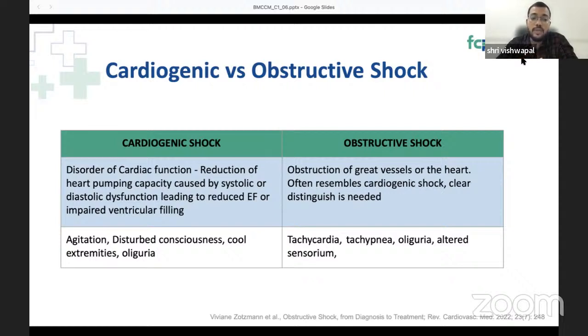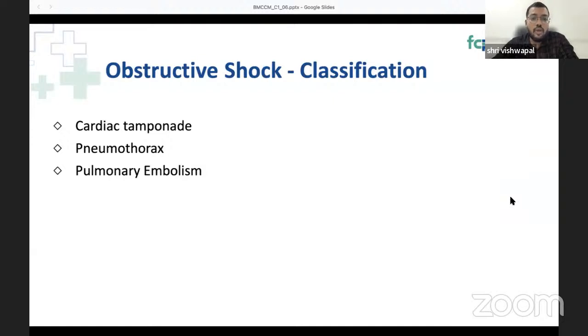The symptoms of cardiogenic shock are agitation, disturbed consciousness, cold extremities, and oliguria. But in obstructive shock, the symptoms are tachycardia, tachypnea, oliguria, and altered sensorium. Differentiating these two in the diagnosis is very important for all healthcare professionals for proper management.